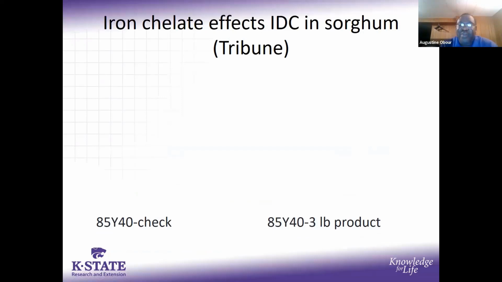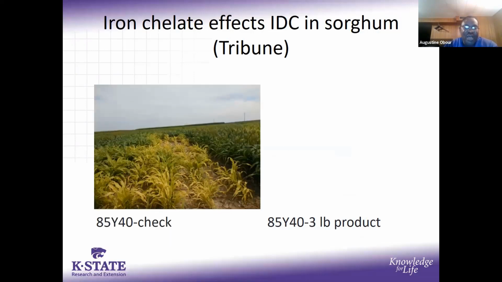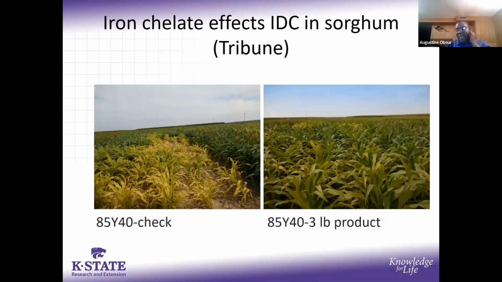We conducted some experiments looking at the ability of using iron chelates to control or manage iron deficiency in grain sorghum. So these are some pictures from our work. Here is a sorghum hybrid 85Y40. This is a Pioneer hybrid that is showing significant chlorosis. There's significant iron deficiency in this hybrid of sorghum. However, when we apply iron chelate, here we applied 3 pounds of the product per acre, we saw a significant improvement in the reduction of iron deficiency with the iron chelate applied.